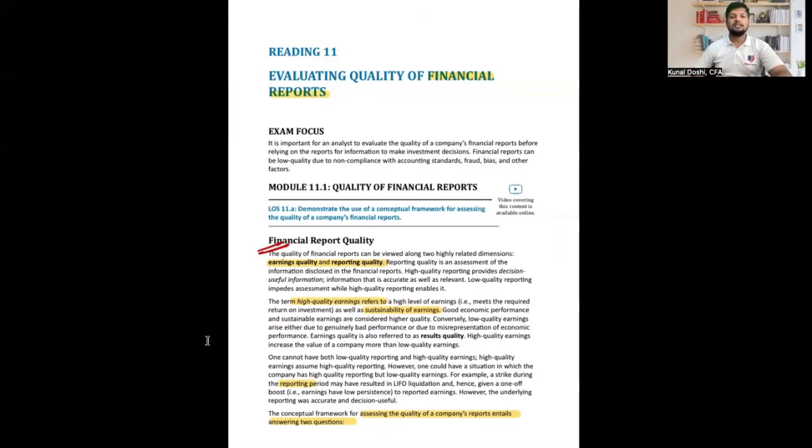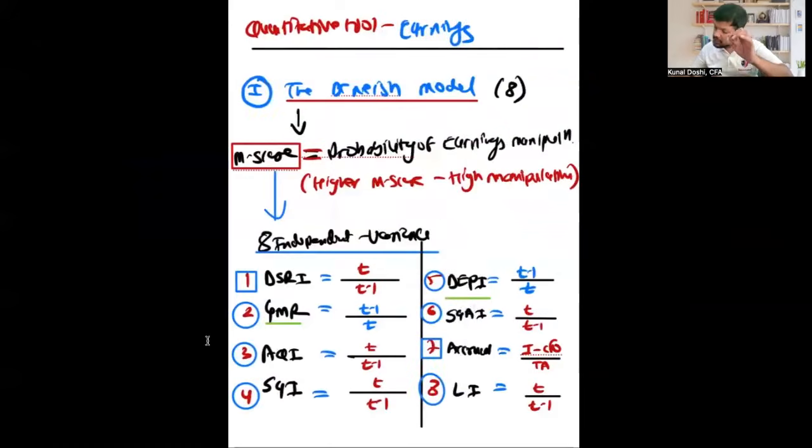Okay. Now in this topic, the most important thing is the Beneish model. The Beneish model talks about reporting quality. Reporting quality is about how complete your reporting should be, with all the material information present. But earnings quality is about the sustainability of the earnings. Correct? So there are different ways to measure reporting quality.